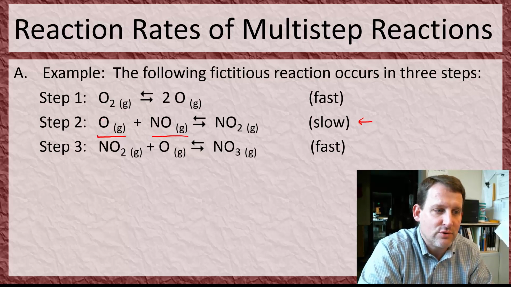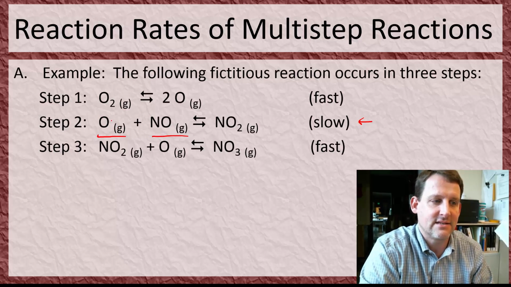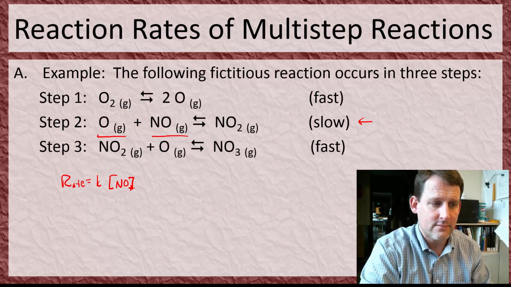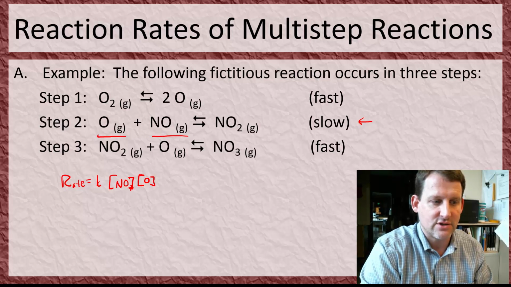Now before, I told you, because this is an intermediate, it's made here then consumed, that you could totally ignore the existence of this one and just focus on this one. So I would have told you that the rate law, the rate, is equal to some constant K times the concentration of NO, and you'd be done. That's actually not true. We have to account for oxygen. So here I'm going to put in the concentration of these oxygen atoms.